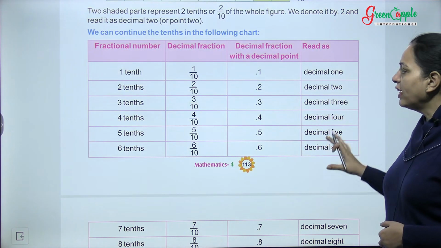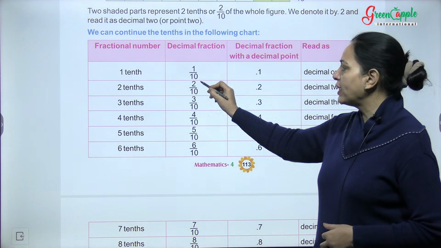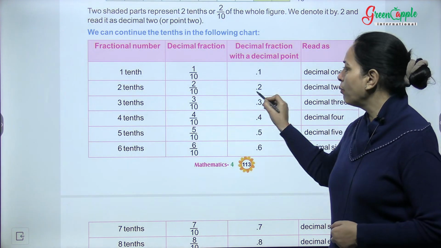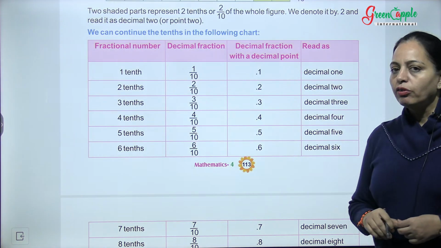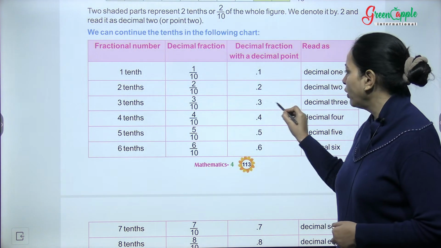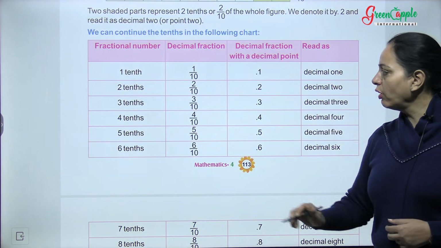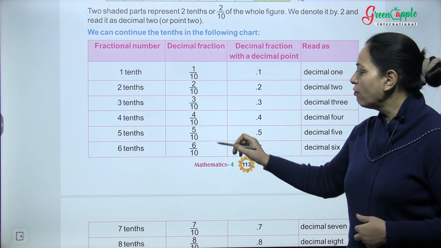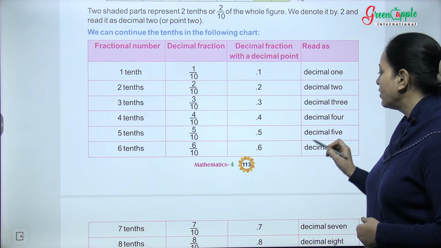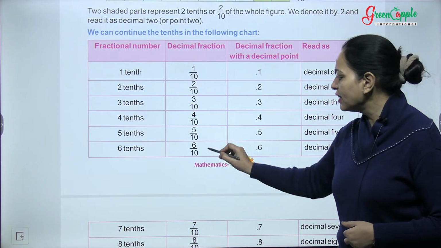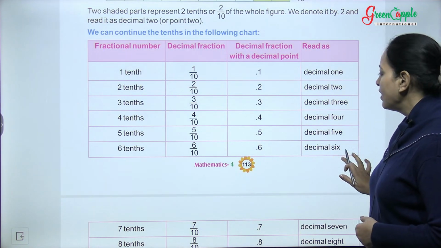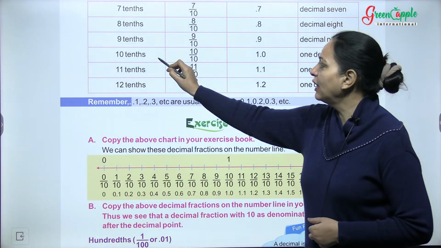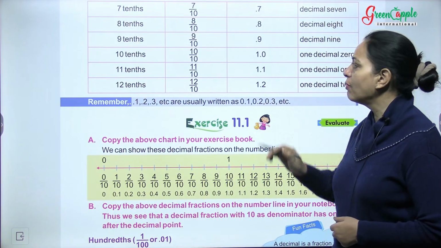1 tenth, 1 by 10, 0.1, decimal 1. 2 tenth, 2 by 10, 0.2, decimal 2. 3 tenth, 3 by 10, 0.3, decimal 3. 4 tenth, 4 by 10, 0.4, decimal 4. 5 tenth, 5 by 10, 0.5, decimal 5. 6 tenth, 6 by 10, 0.6, decimal 6, like this. Suppose 10 tenth, 10 by 10, this becomes 1.